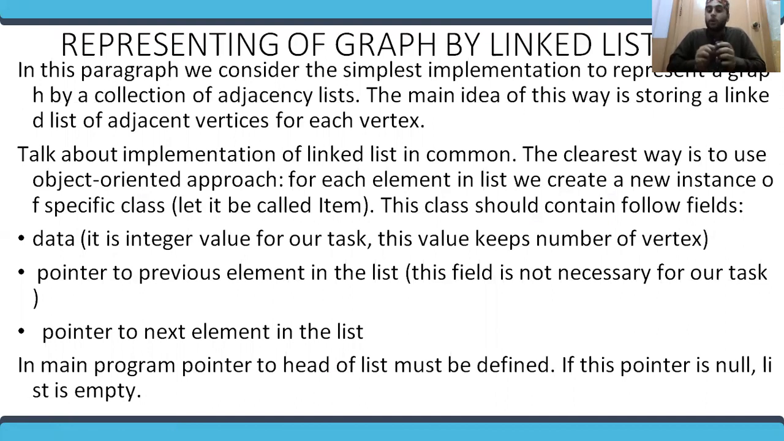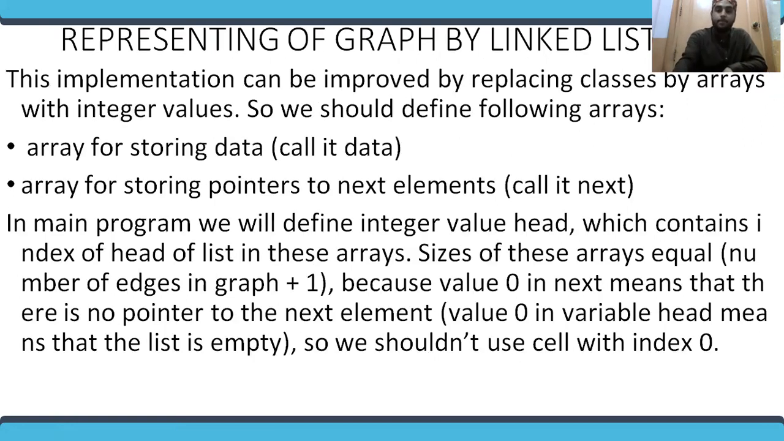This class should contain the following fields. Data: an integer value for our task, which keeps the number of the vertex. A pointer to the previous element in the list; this field is not necessary for our task. A pointer to the next element in the list. In the main program, a pointer to the head of the list may be defined; if this pointer is null, the list is empty.